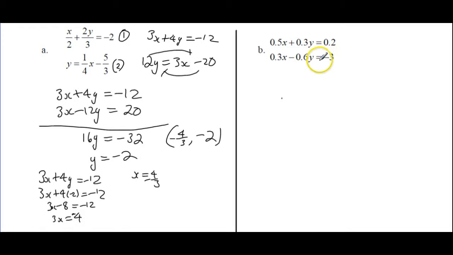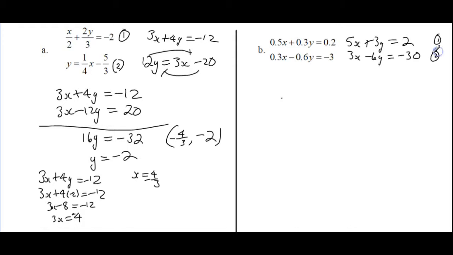Decimals. To get rid of decimals is actually pretty easy. Just multiply through by, in this case 10, move the decimal point over, right? So if these were 0.03 or something, hundredths, then I'd multiply by 100. So everything is nearest tenth. So if we multiply by 10, it's going to give me 5x plus 3y equals 2. And this will give me 3x minus 6y equals negative 30.